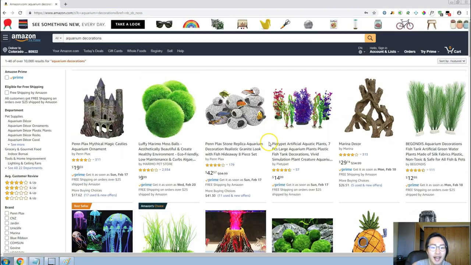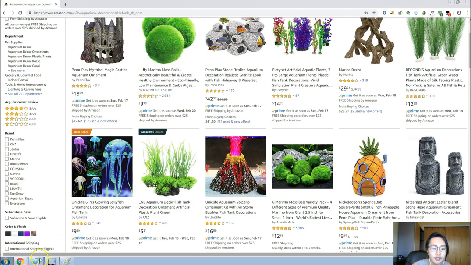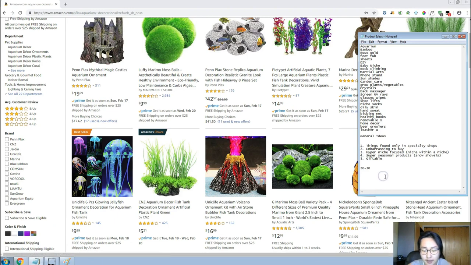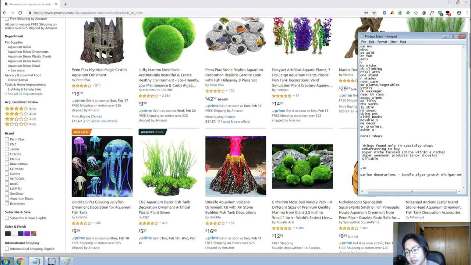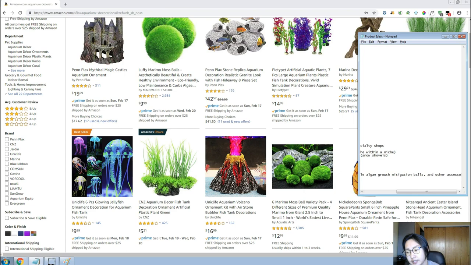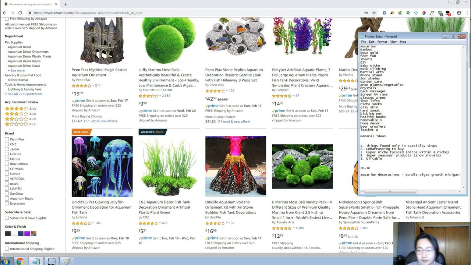Let's move on. This has potential: aquarium decorations. Let's jot that down. Aquarium decorations, bundle, algae growth mitigation balls, other accessories together.